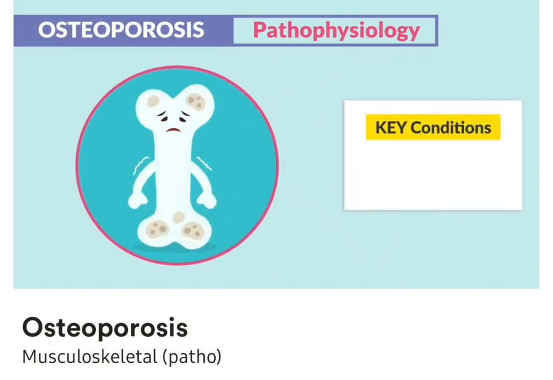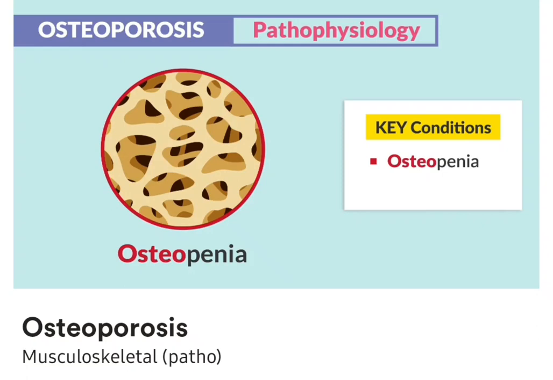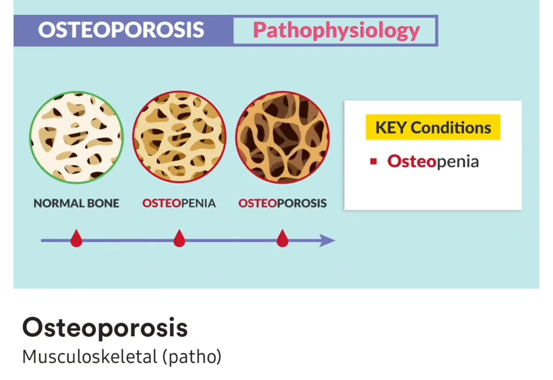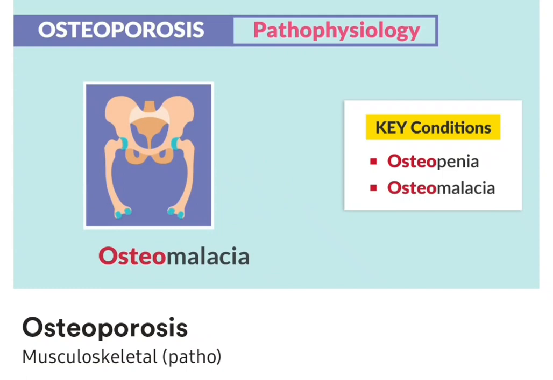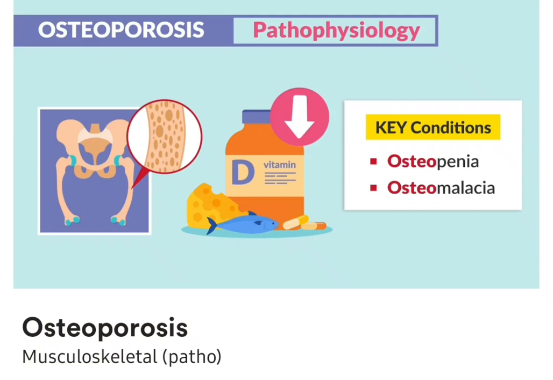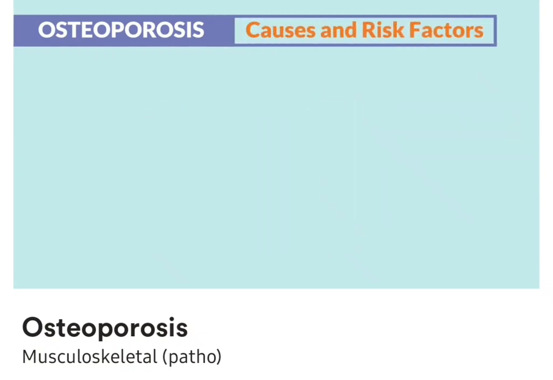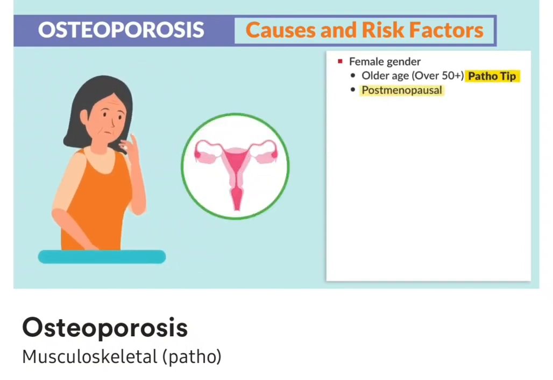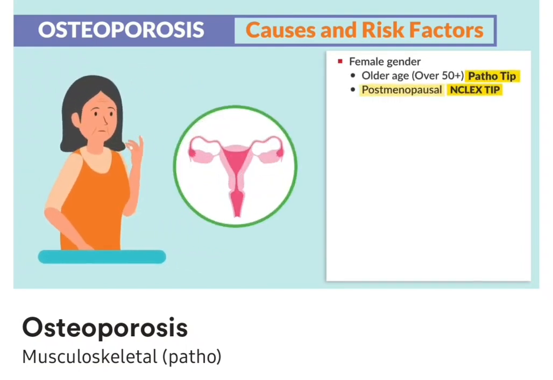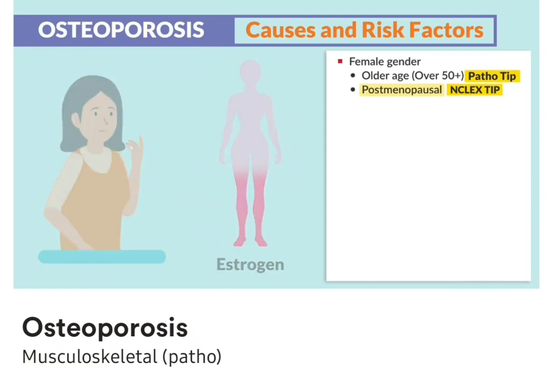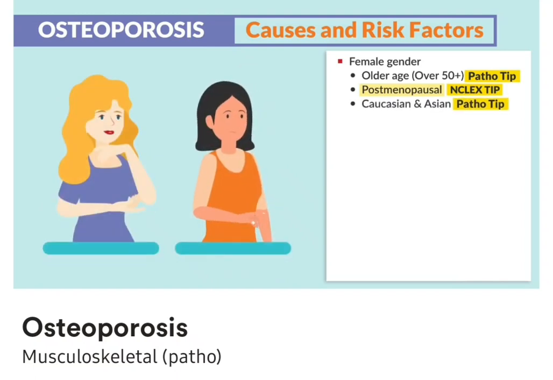Now, 2 other conditions associated with weak bones. We have osteopenia, which is a loss of bone mass and weaker bones, typically a precursor to osteoporosis, the stage before osteoporosis. And osteomalacia is a softening of the bone caused by severe vitamin D deficiency. Now for causes and risk factors, write this down. Female gender, especially in older age, and postmenopausal. Huge NCLEX tip right there. A decrease in estrogen causes the bones to be softer and weak, as well as Caucasian and Asian populations.